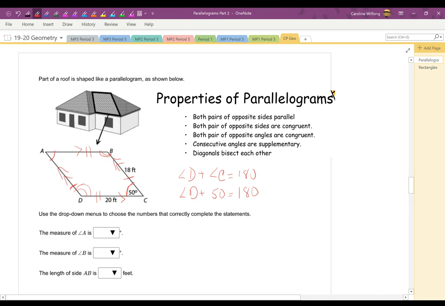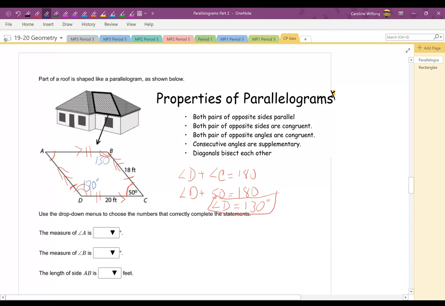So following our rules to solve an equation, we're going to subtract 50 from both sides, and that's going to leave us with the measure of angle D being 130 degrees. Oh, I forgot my zero. Hang on. There we go. So I'm going to write it in here. This angle is 130 degrees. And knowing that the opposite angles are congruent, I know that angle B is also going to be 130 degrees.